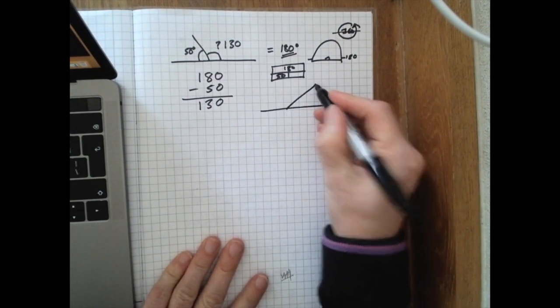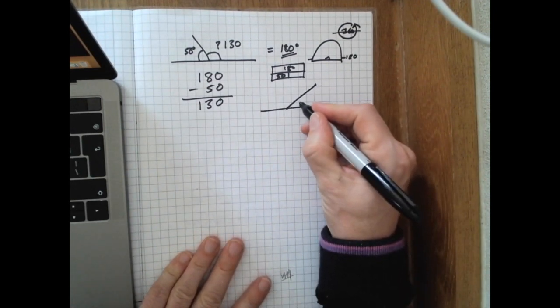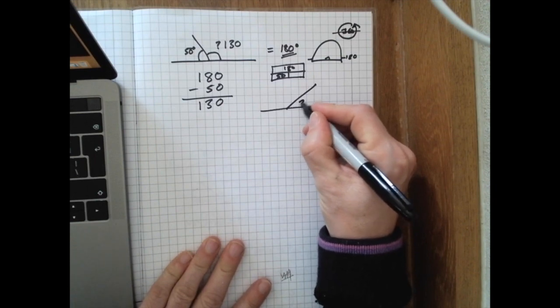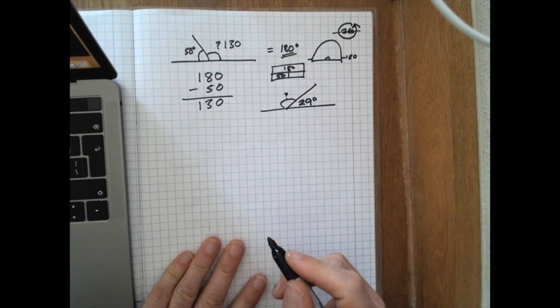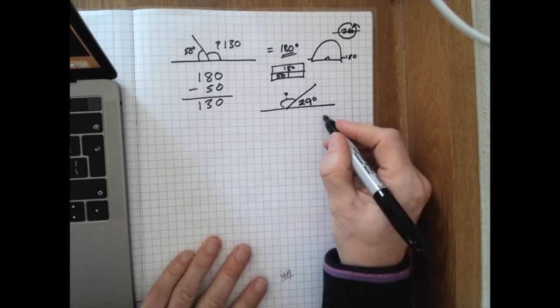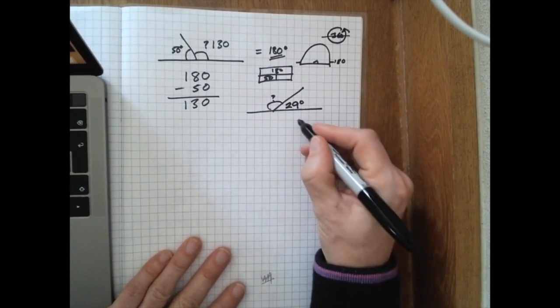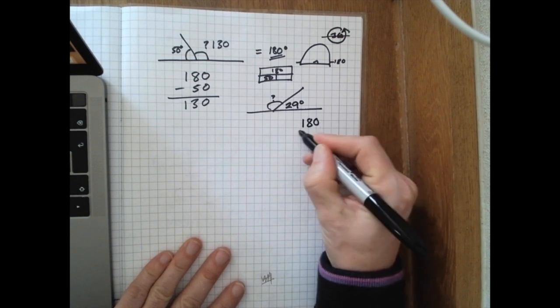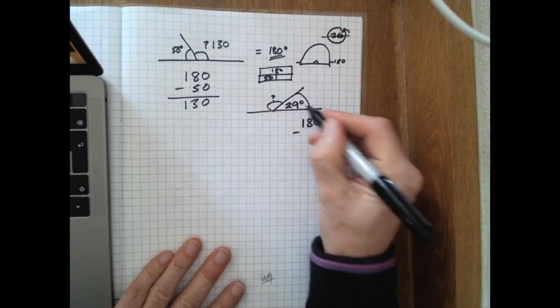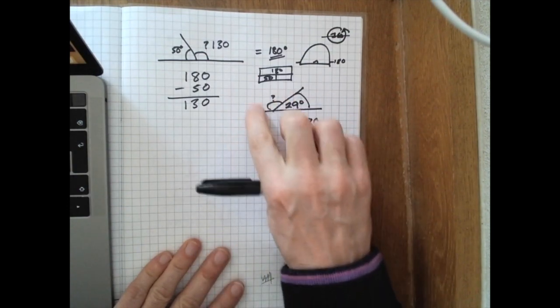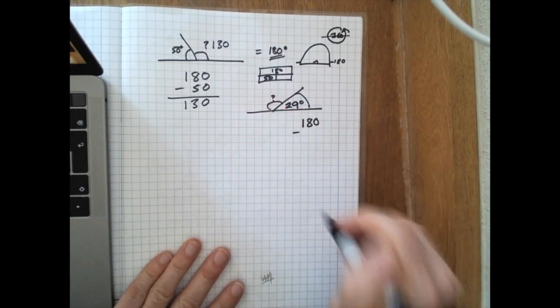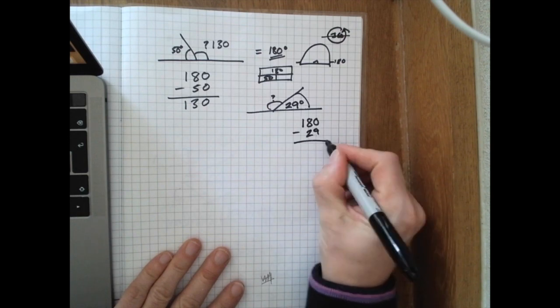What if it is a little bit more complicated? What if this is, let's call it 29 degrees? And this one we don't know. Okay, so what we have to do is look at this and say, well, 180 take away the angle I can see. Because if the whole thing's 180, this bit is going to be 180 take away that. So let's take away 29.